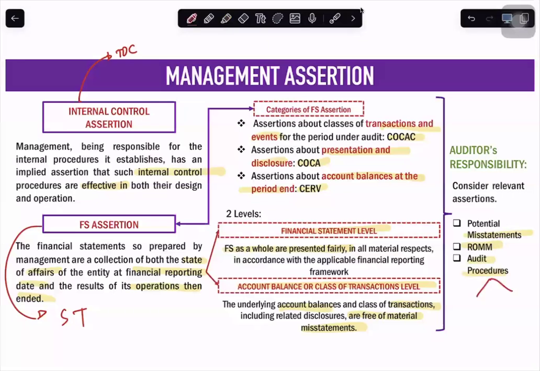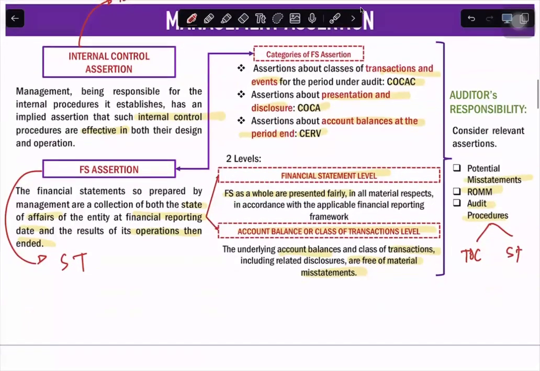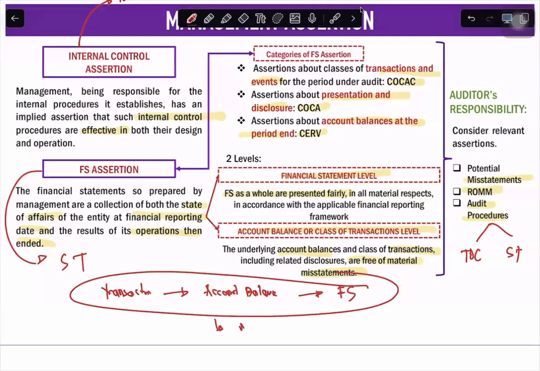And whenever we say audit procedures, again, that is either TOC or your substantive test. So generally, we said that the FS as a whole should not be materially misstated. So, di ba, we have here your transactions. The transactions make up the account balance. The different account balances make up your financial statement. And these three items should not be materially misstated.